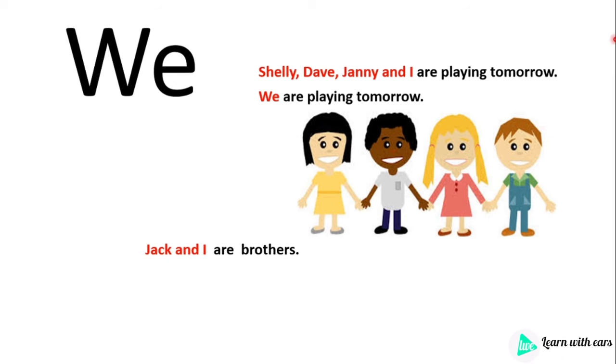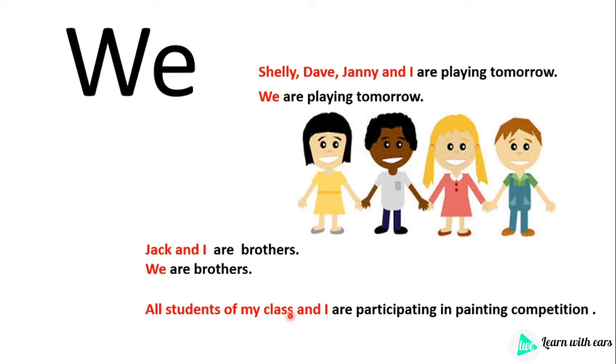Jack and I, two people, okay? So we can use we. We are brothers. Jack and I, we are brothers. All students of my class and I, all students and I, plural, okay, are participating in painting competition. So we can say, we are participating in painting competition.